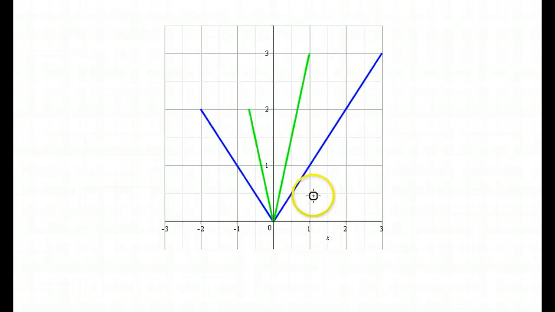So looking back at the graph, here the original is in blue. We've compressed it horizontally by a factor of 1/3. We've smushed it towards the y-axis in this case. Our new domain is negative 2/3 to 1. Those are the furthest left and right endpoints we see on the x-axis.